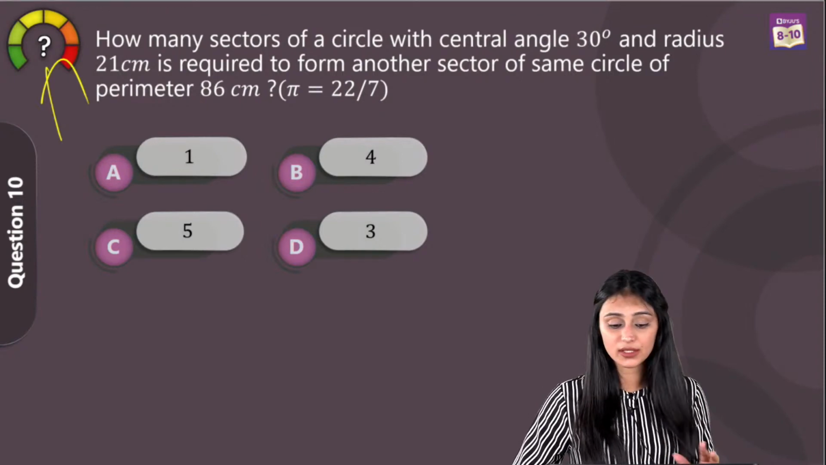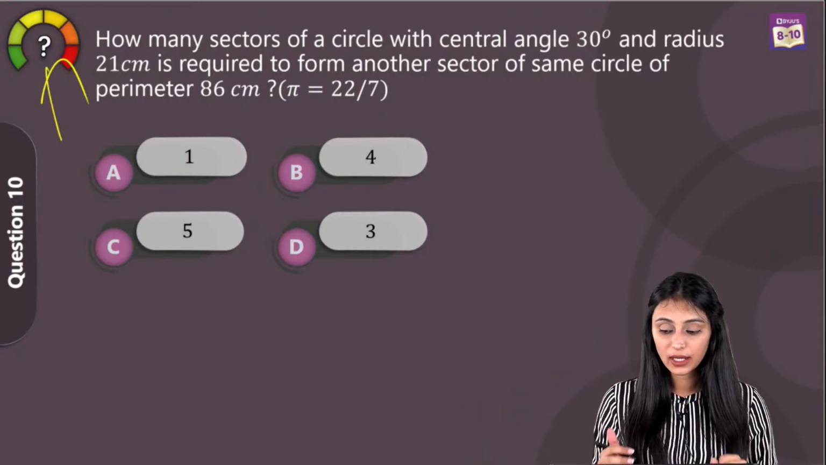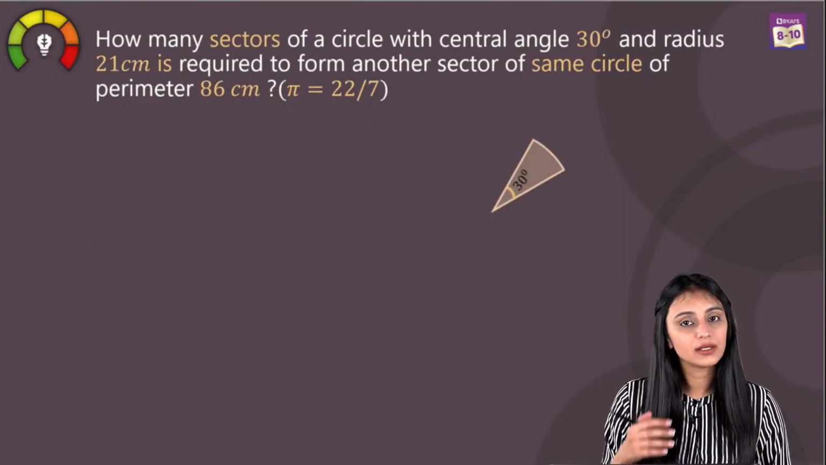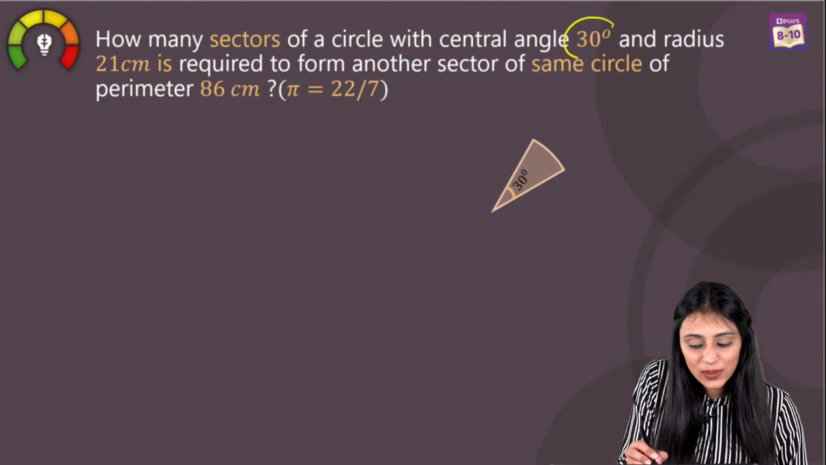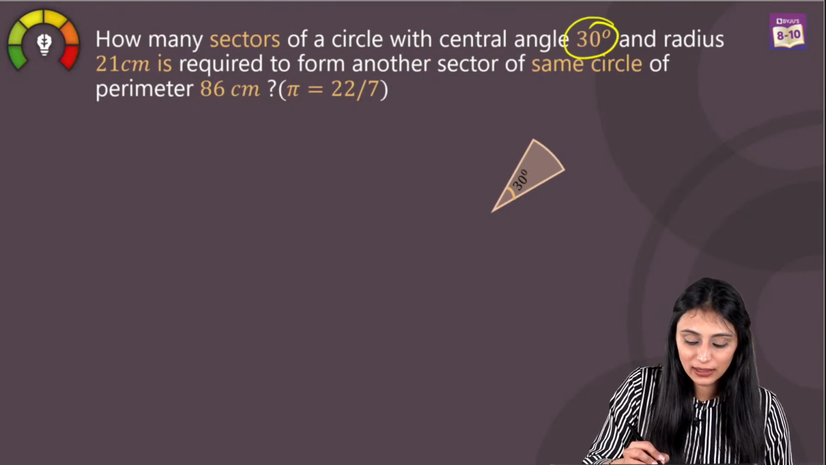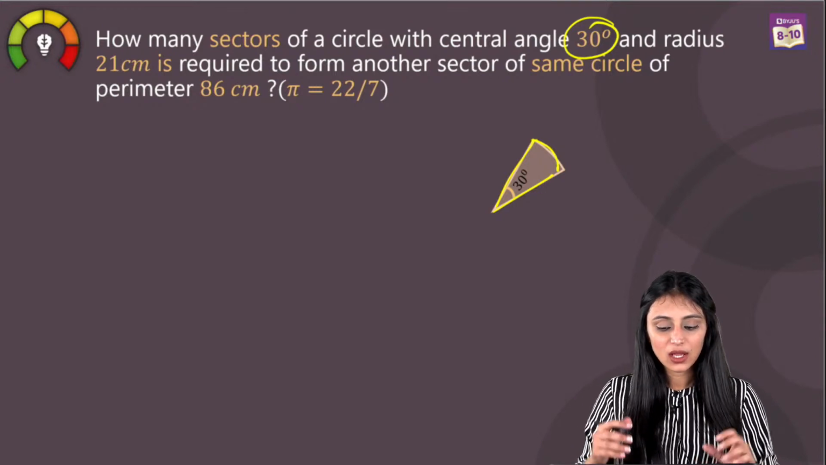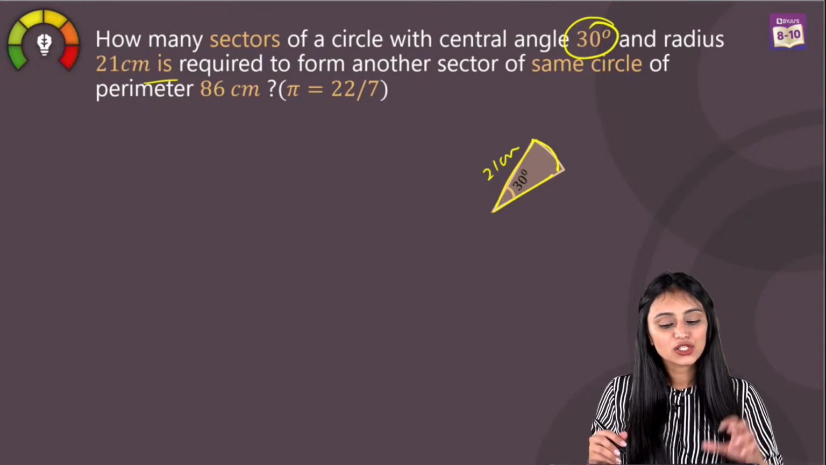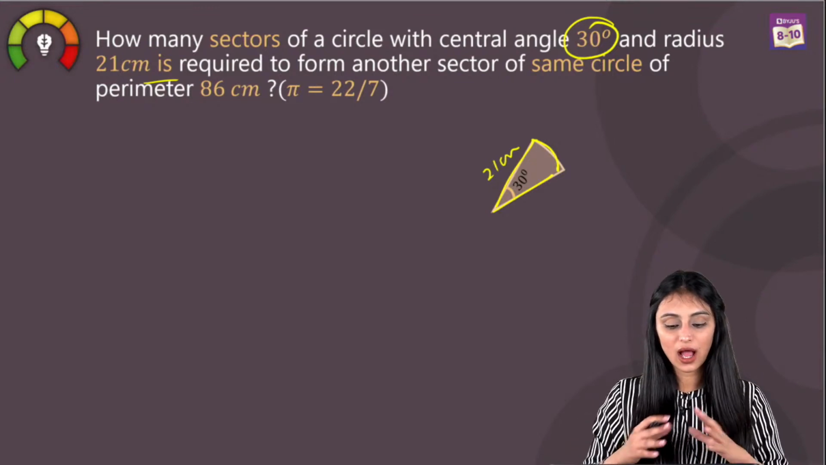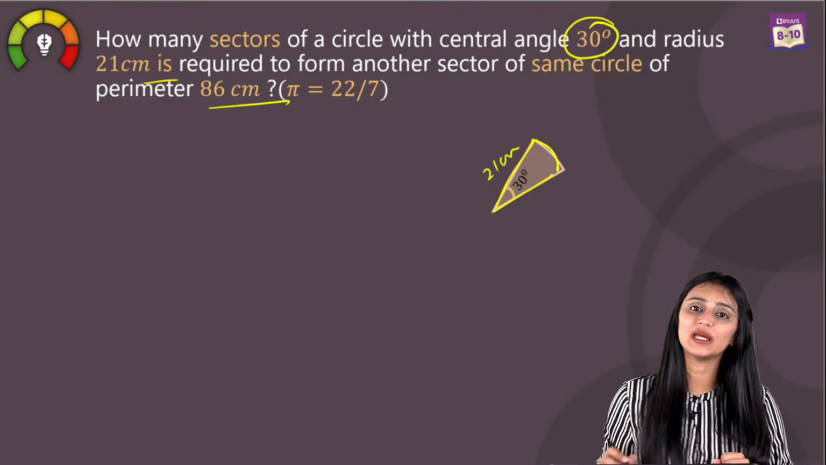So, what we are doing here is, first try to understand. We are talking about a circle which has got different sectors. Here, the sector with central angle 30 degree, you can see this is the sector with central angle 30 degree, and its radius is given, that's 21 centimeter. So, how many such sectors are required to form another sector whose perimeter is 86?